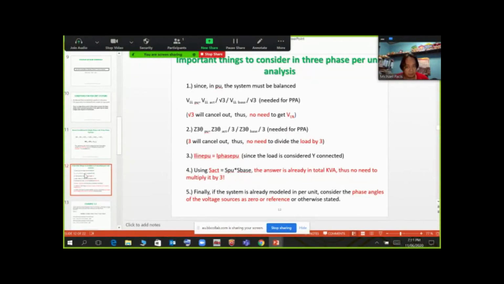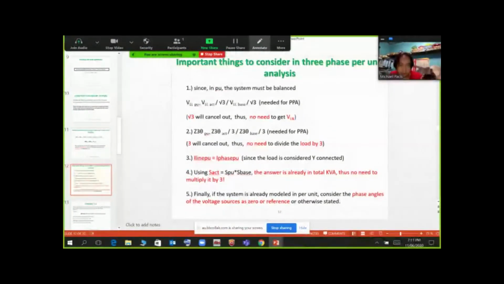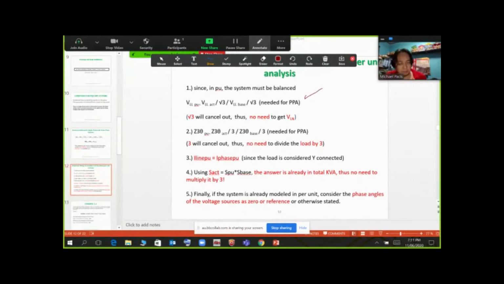For example, in terms of per unit, the system must be balanced, as we have mentioned on the previous slides. So again, this is the proof here in terms of line-to-line voltages. Also, you do not need to divide the impedance by three, as long as it is in terms of per phase basis. The line currents are the same. You do not need to multiply the total power by 3.